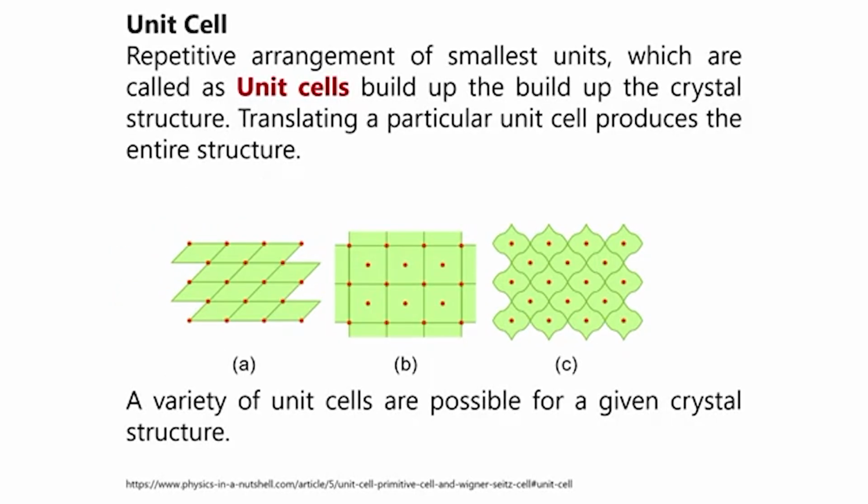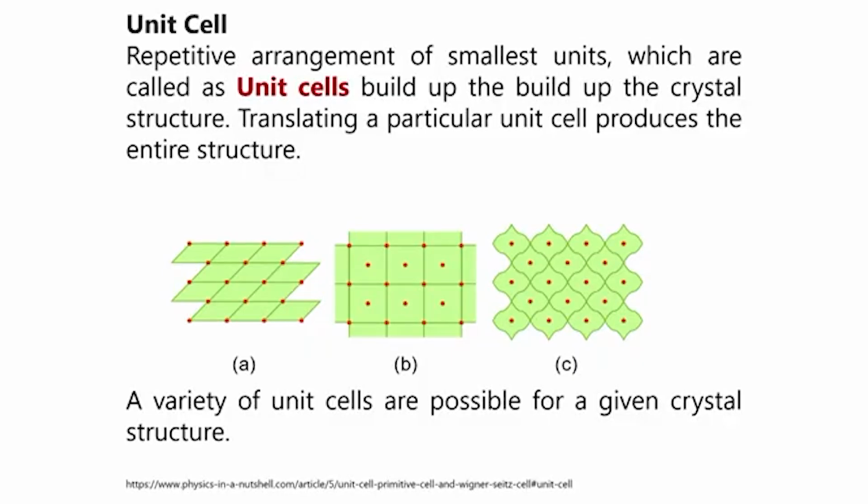So, let us start with the definition of unit cell. A unit cell is the repetitive arrangement of the smallest unit which is capable of building up the entire crystal structure. So, if you take one unit cell and then replicate it in all directions, say x direction, y direction and z direction, that would give you the entire crystal structure. That is called a unit cell, the smallest one of that.